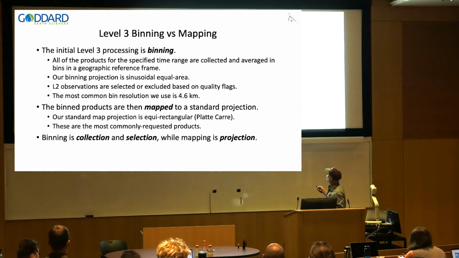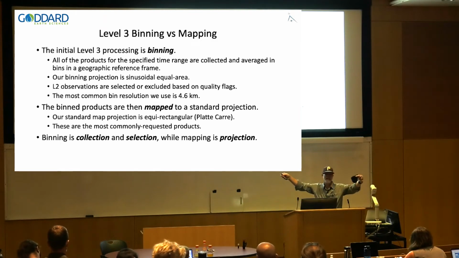Okay, so once we generate a bin product, we then map the product to a standard projection. Our standard map projection is what we call equal rectangular, or plate carrée. I'm probably not saying that right. It literally stands for a flat projection in French. This is the product that most people request, and the one the modelers like best because most of their models run in the same reference frame. It's also an easy product to look at, frankly. It looks like a map of the Earth.